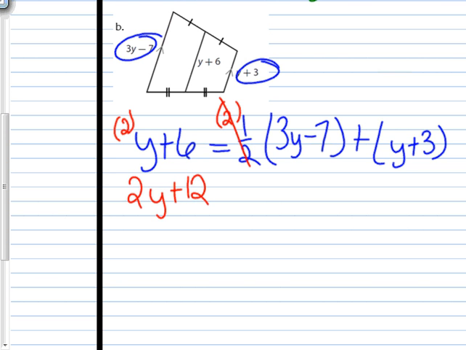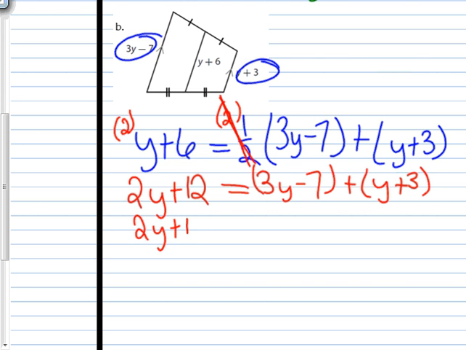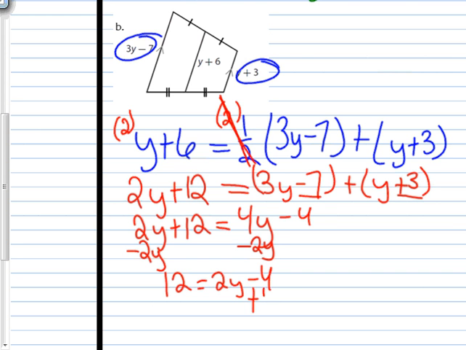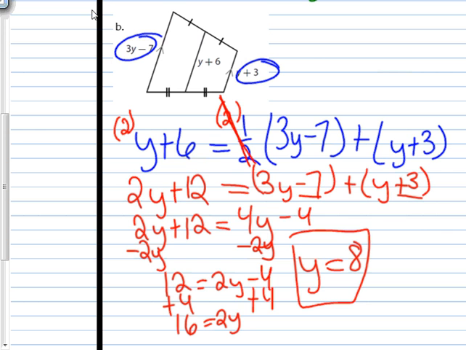So 2y plus 12 equals 3y minus 7 plus y plus 3. Okay, by multiplying everything by 2, I now have 2y plus 12 on the left, and the fraction on the right canceled out. So 2y plus 12 equals 3y plus y is 4y. Negative 7 plus 3 is negative 4. Now I'm going to subtract 2y from both sides. 12 equals 2y minus 4. We're going to add 4 to both sides. 16 equals 2y. So y equals 8. Okay? y equals 8.